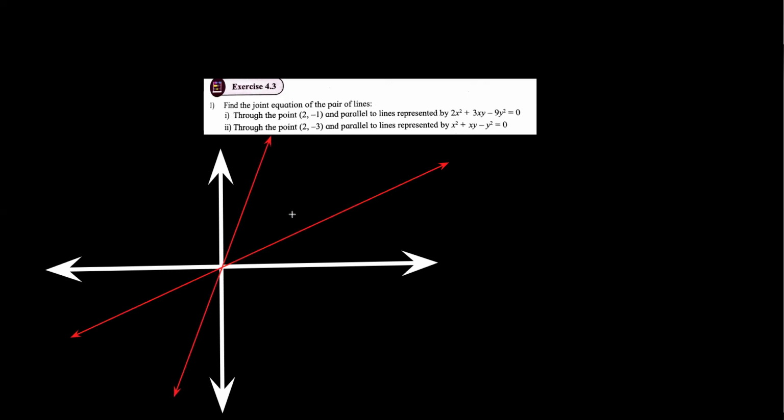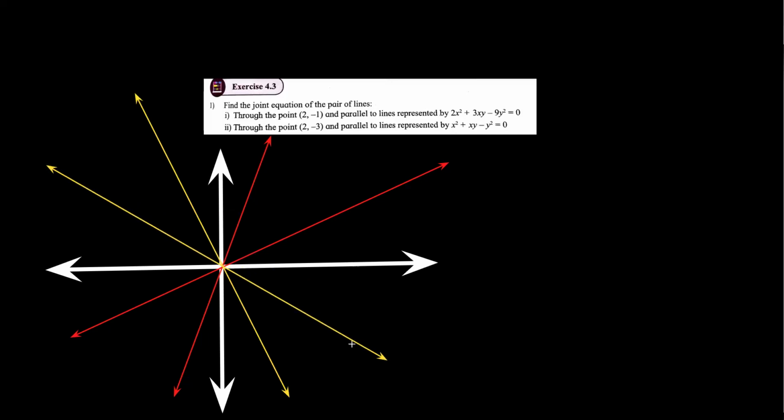See, these two red lines are passing through the origin. We have studied these kinds of lines in detail. Look at these yellow lines. They are also passing through the origin. So this is a pair of lines. And don't go by color, please.